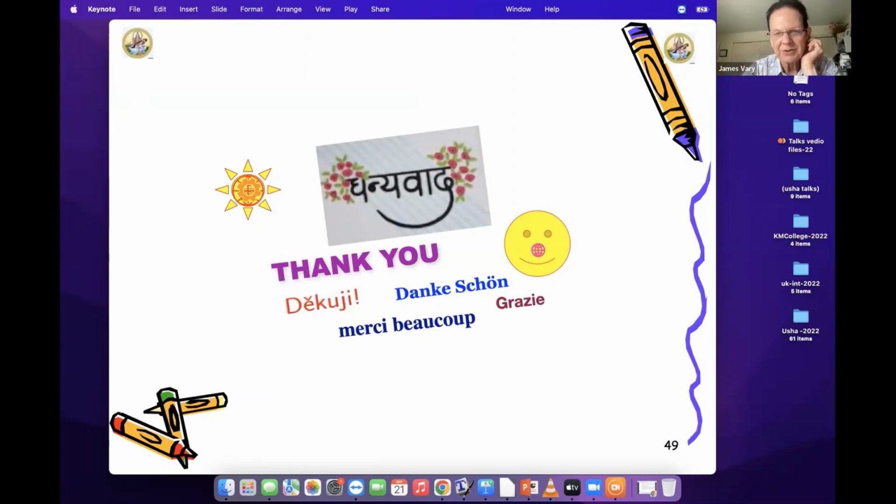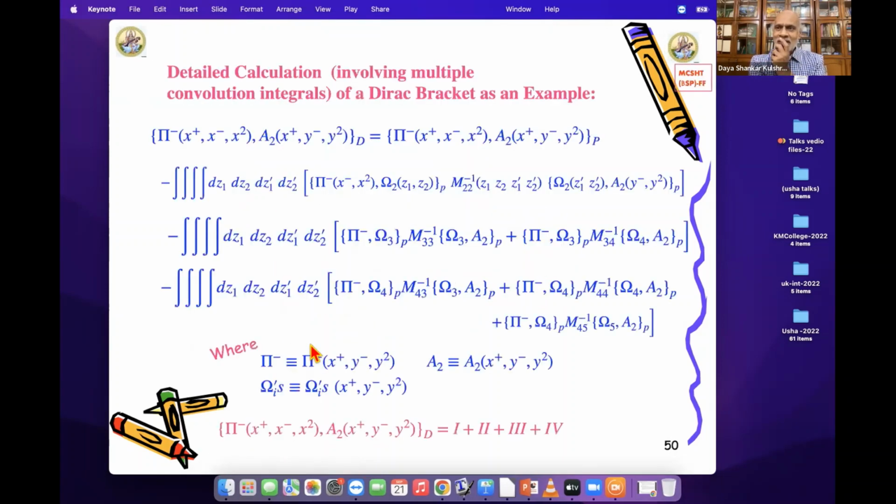Are there other questions from the participants? Usha, you wanted to tell us about the multiple convolution integrals? So if I have time, then I can just show this one calculation involving this multiple convolution integral.